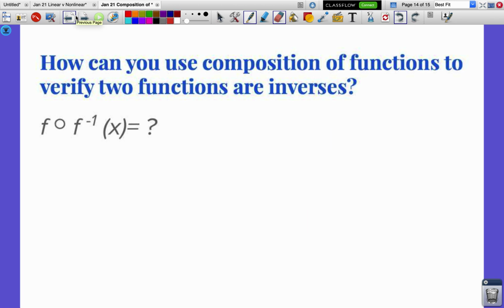All right, how can you use composition of functions to verify two functions are inverses? Well, if you compose a function with its inverse, what should you get? You should just get an x, because the input should match the output if you run a function and its inverse in series like that.